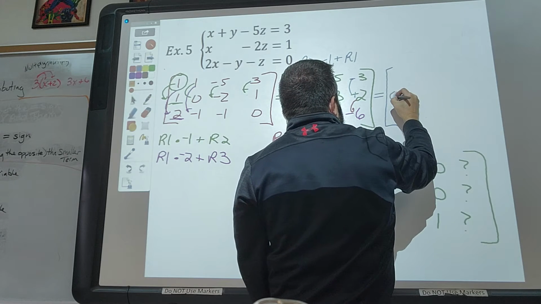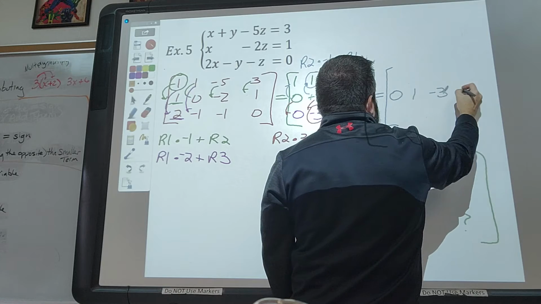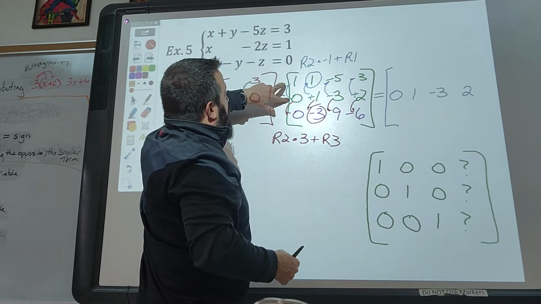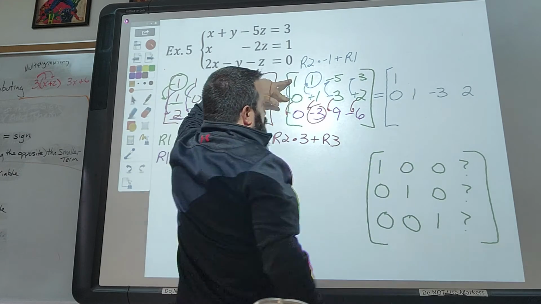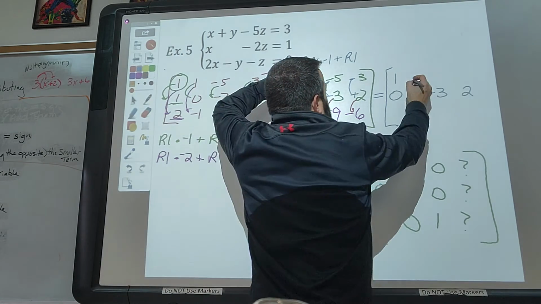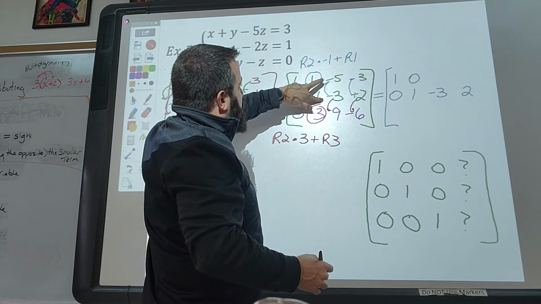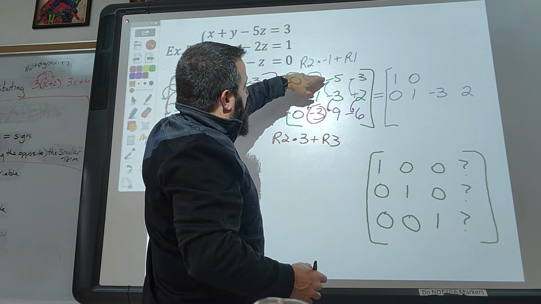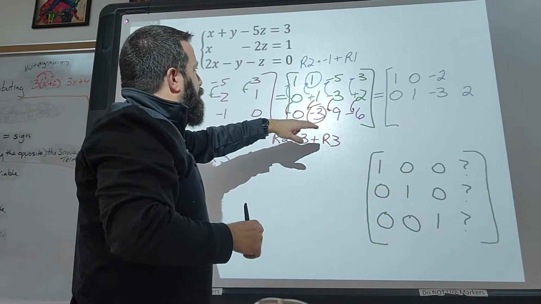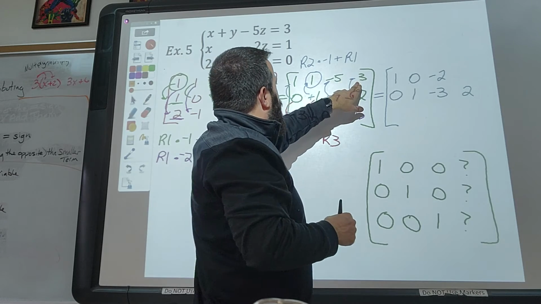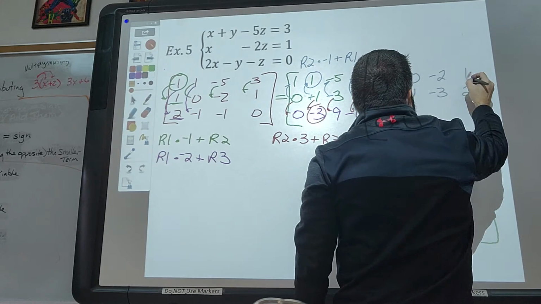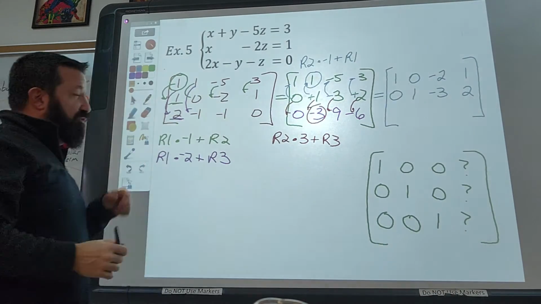So the middle row, not changing. 0, 1, negative 3, 2. So as I go through and do this one, 0 times negative 1 plus 1 is still a 1. That's why I had to have a 0 there, so that way that doesn't change. 1 times negative 1 plus 1 is 0. Negative 3 times negative 1 is 3, plus negative 5 would be a negative 2, I believe. 2 times negative 1 is negative 2, plus 3 is going to be 1. So hopefully I did that correctly.